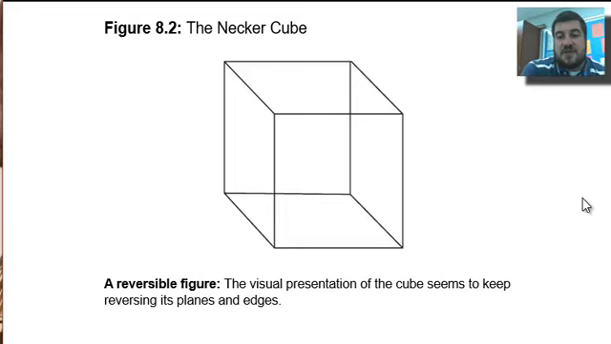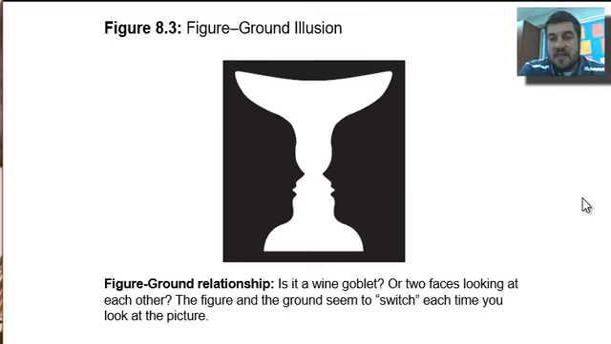Here is a reversible figure. You can see the side of the cube always switches on you, and you can't tell which one is in the foreground and which one is in the background. Here's a figure-ground illusion. Is it a wine goblet, or is it two faces looking at one another? And the figure and the ground switch every time you look at it.